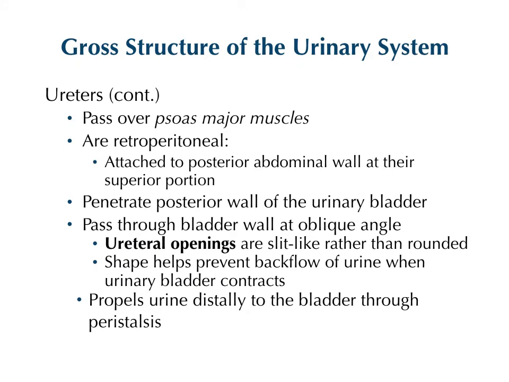As they arise from the kidneys, the ureters are retroperitoneal. Here, the ureteral openings will be slit-like rather than rounded, and this shape helps prevent backflow or reflux of urine when the urinary bladder contracts. The ureters function to propel urine distally to the bladder through peristalsis. Let's examine the ureters further.